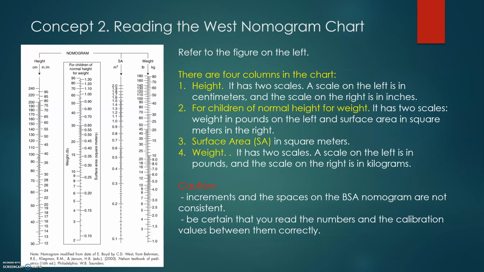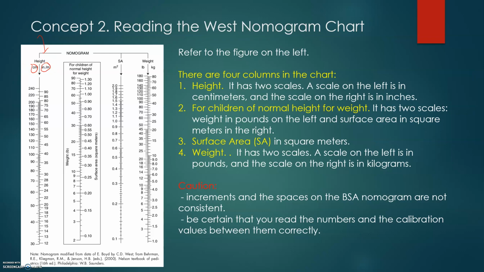Concept 2. Reading the West Nomogram chart. Refer to the figure on the left. There are 4 columns in the chart. The first column is height. It has 2 scales. The scale on the left is in centimeters. Please take a look, centimeters. And the second on the right is in inches.